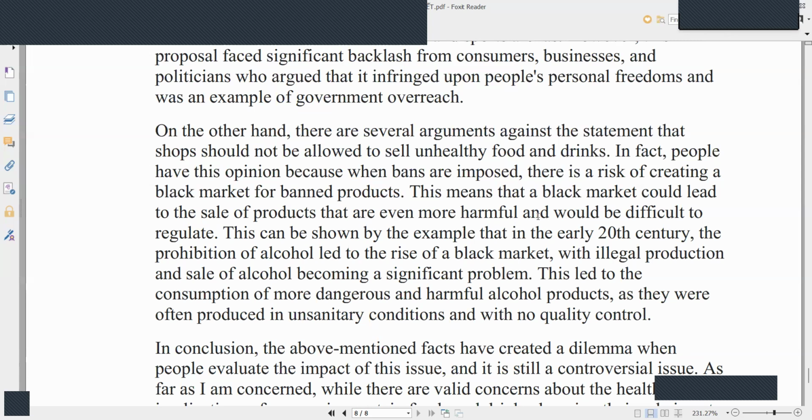This can be shown by this example that in the early 20th century, the prohibition of alcohol led to the rise of black markets, with illegal production and sale of alcohol becoming a significant problem. This led to the consumption of more dangerous and harmful alcohol products as they were often produced in unsanitary conditions and with no quality control.